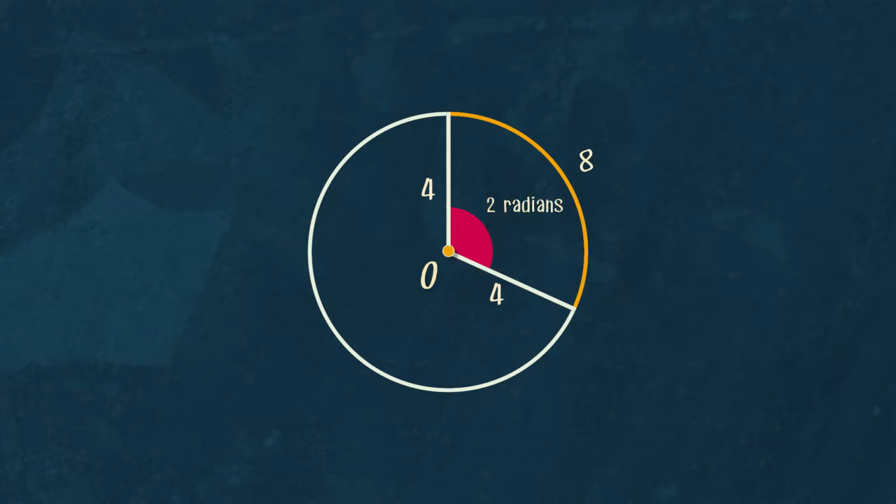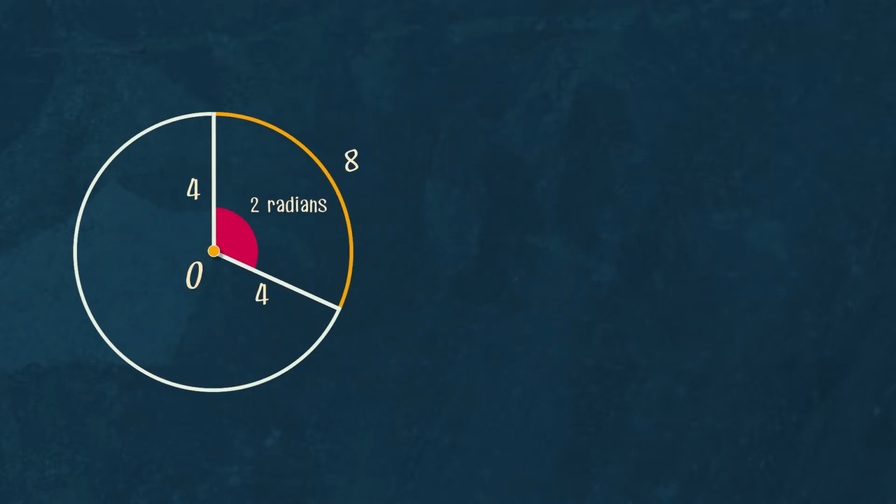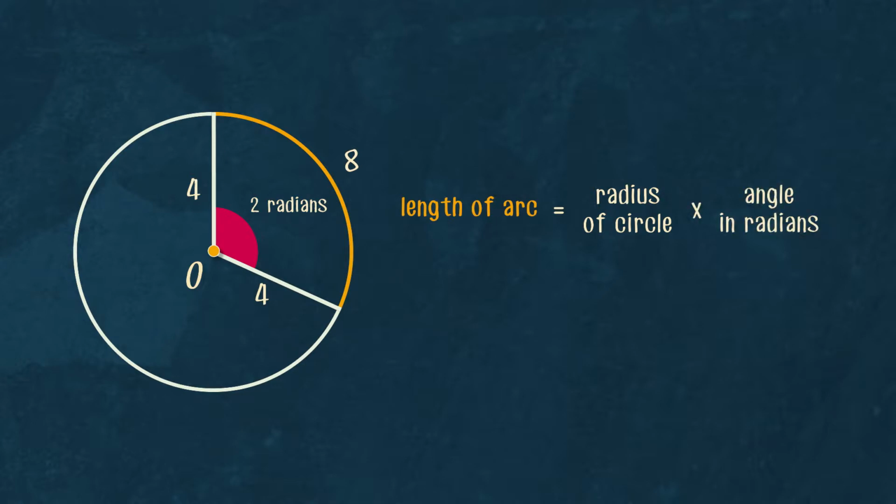What does this tell us about the length of an arc? It tells us that the length of an arc is the radius of the circle multiplied by the angle subtended by the arc in radians. In this case, the length of the arc is 4 units multiplied by 2 radians, which is equal to 8 units.